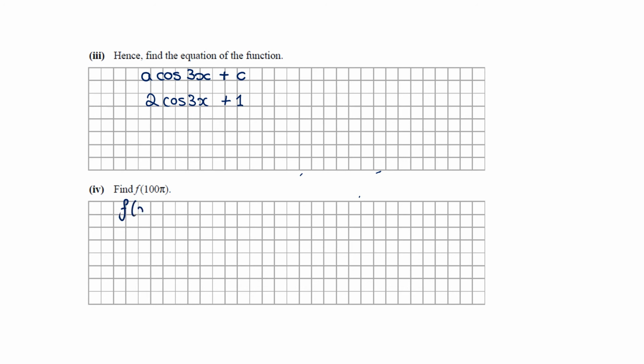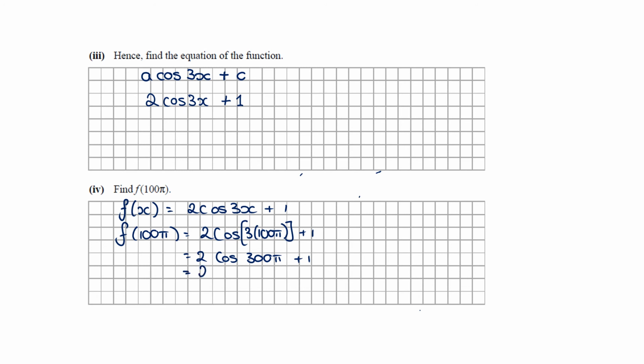So now we have our f of x, which is equal to 2 cos of 3x plus 1. And we want to find the function where x is equal to 100 pi. So we get 2 cos of 3 times 100 pi plus 1, which is equal to 2 cos of 300 pi plus 1. Now, there are obviously a lot of rotations here. So we're going to see how many rotations there are in 300 pi. We're going to divide that by 2 pi. So there are 150 rotations. And because 2 pi divides evenly into this, it's actually finished on a rotation.